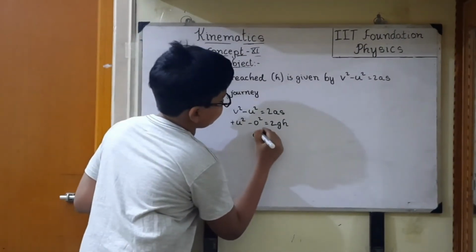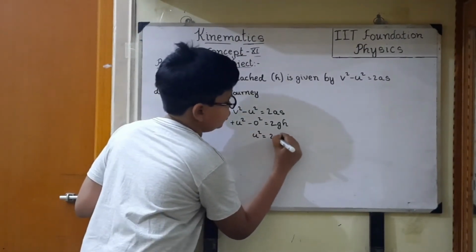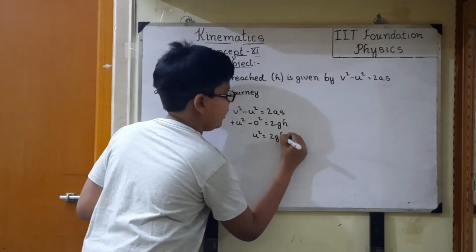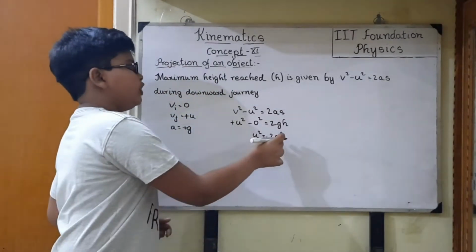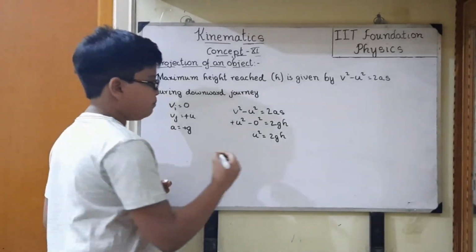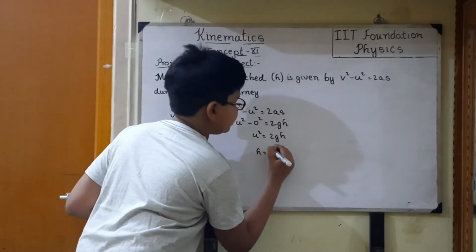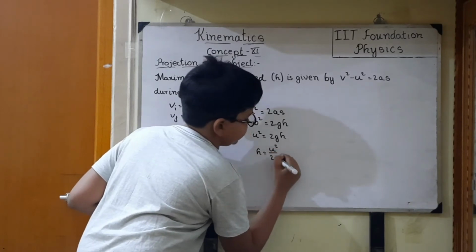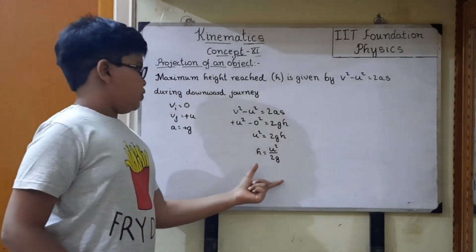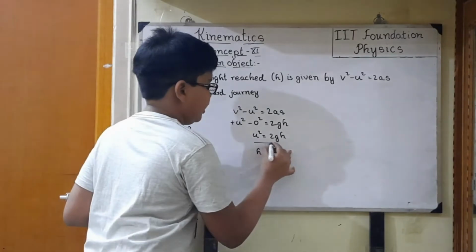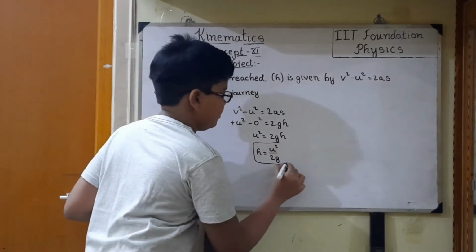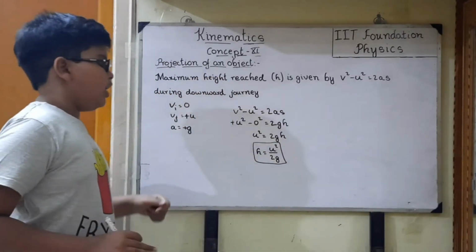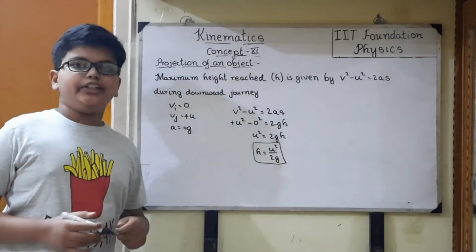So u square is equal to 2gh. If we bring 2g to this side, it becomes h is equal to u square by 2g. So we have got a formula: h is equal to u square by 2g. This is about maximum height reached.